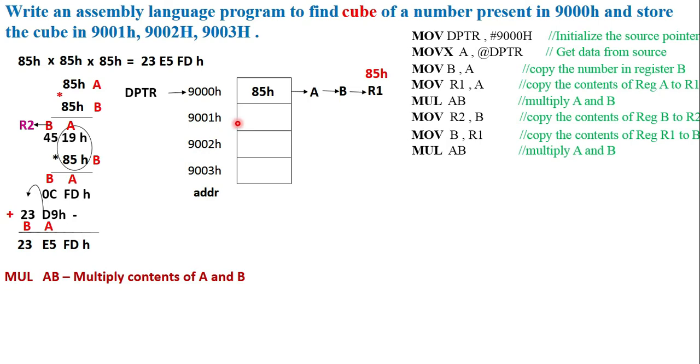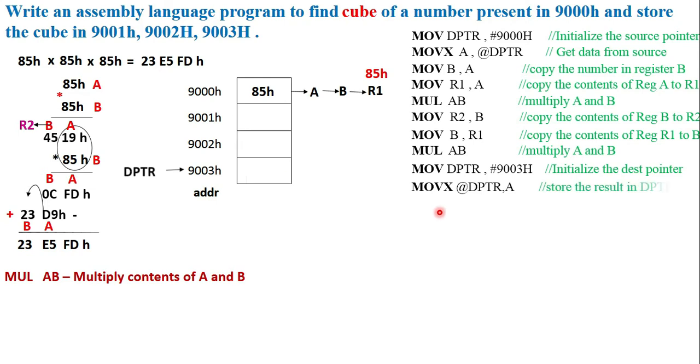So our choices, we need to observe 23, E5 and FD here. That is, FD right now needs to be stored at 9003h. So the DPTR which is pointing at 9000 should now point to 9003. So let's initialize back the DPTR to 9003 using MOV DPTR, #9003h. So DPTR is pointing to 9003. The accumulator is having FD which can be directly stored. So let's store this FD into 9003 pointed by DPTR.